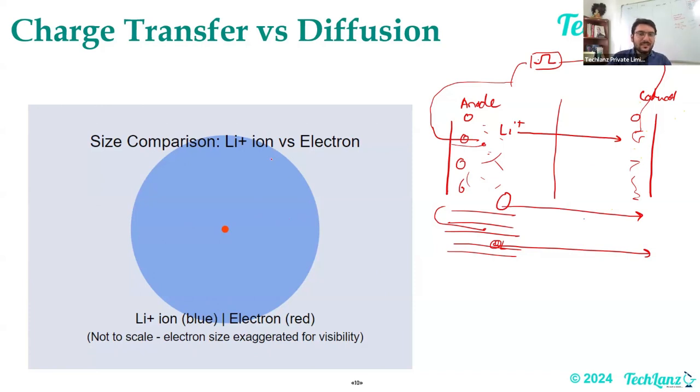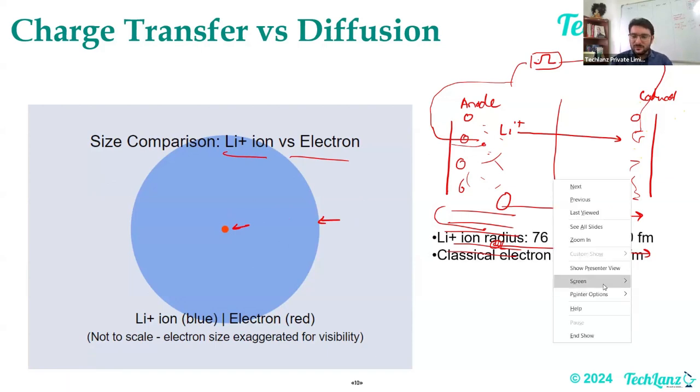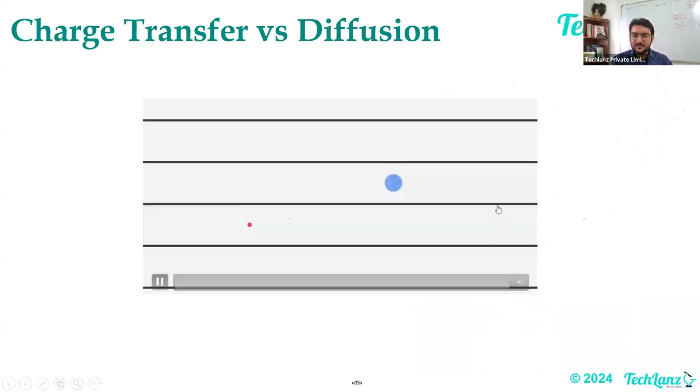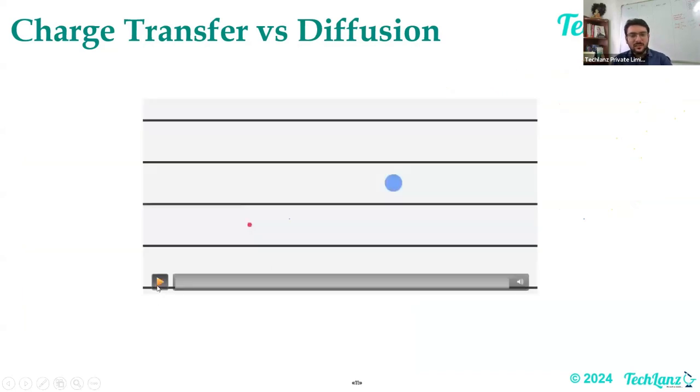Now understand this, the size of lithium ion versus electron. If you compare the lithium ion size versus electron size, this is a typical electron, and this is typically your lithium ion. This is much exaggerated. Let me just remove this for you so that at least you can see that. The lithium ion radius is around 76 picometer, and the electron radius is 2.8 femtometer. So there's a huge difference, right? If you want to see visually how it feels, when the ions are moving inside the anode, they move very slowly, whereas electrons move very fast, right?